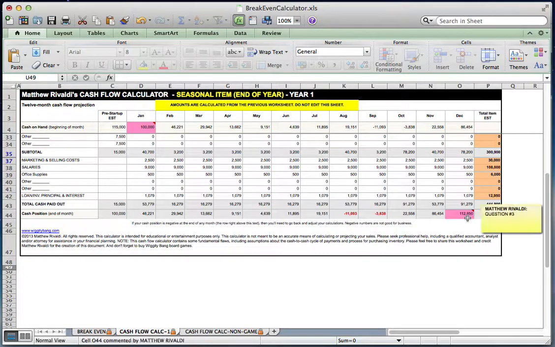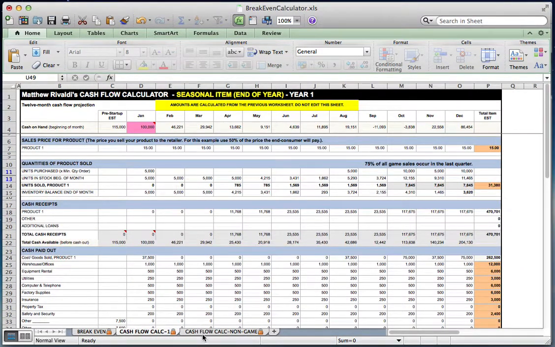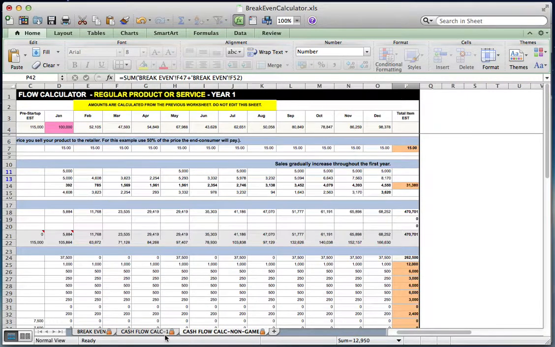And then in December, you end up with $112,850. So that's your cash flow calculator. There's two of these down at the bottom. One is a seasonal item. So for a toy or a game, most of your product is sold at the end of the year. 75% of your product is sold at the end of the year for a seasonal item. If your item is not a seasonal item, something that people buy year-round, it doesn't matter, then you would use this regular product or service cash flow calculator and answer questions based on that.